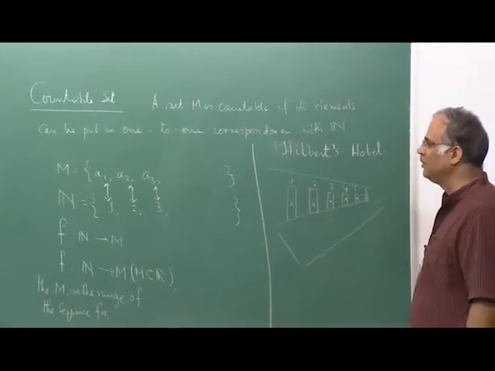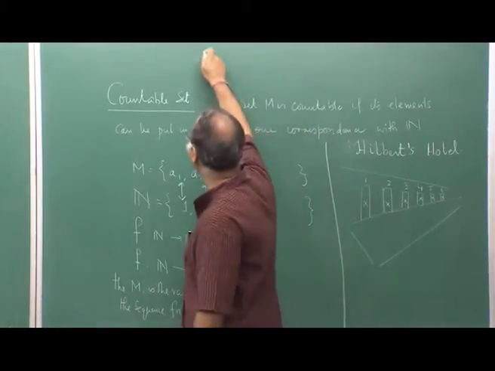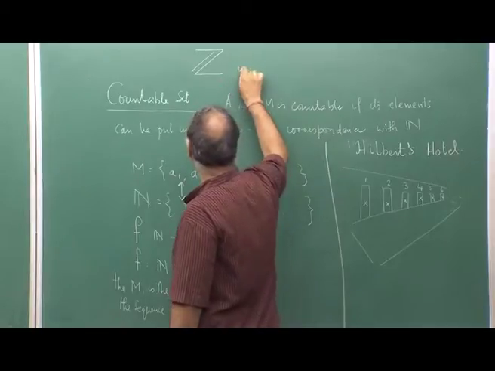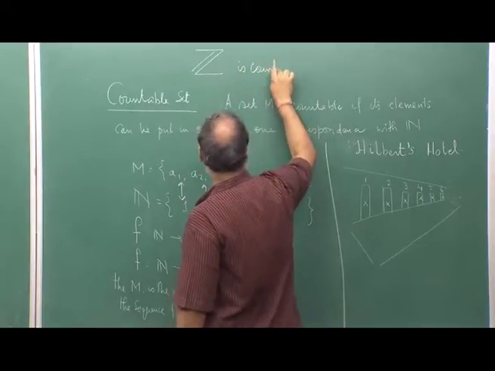Now, what about this Z, the set of integers? Of course, this is countable. So how do you prove its countability?